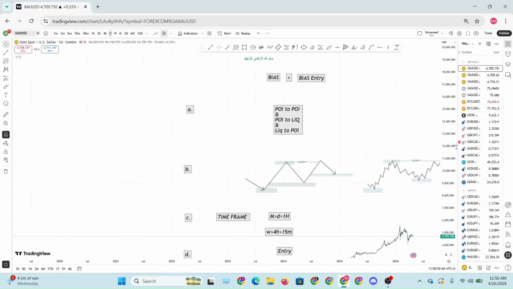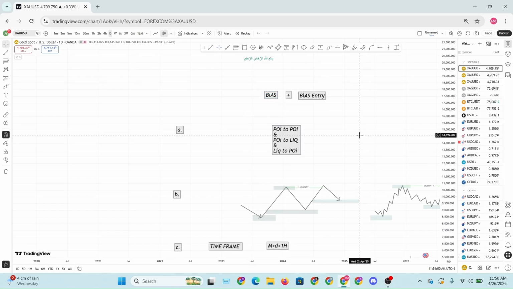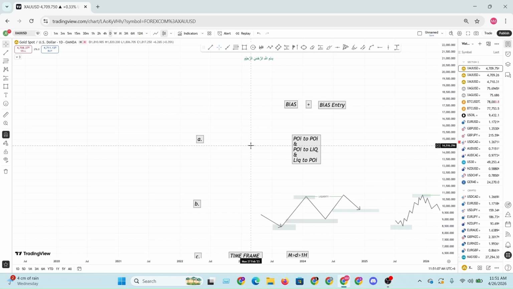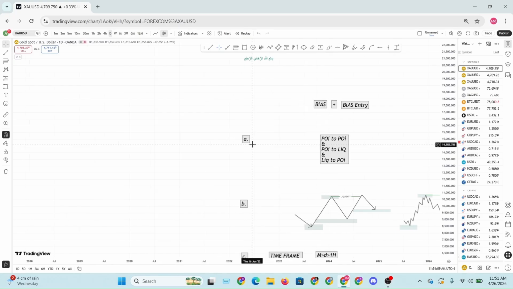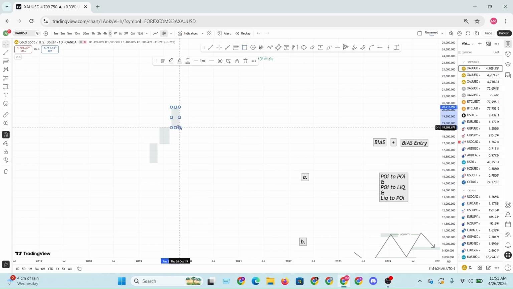Okay, let's start. For bias you have to know first what a POI is. I have a separate video, so if you want to learn deeply, see the video. I'll quickly explain the POIs. First candle, second candle, and the third candle.